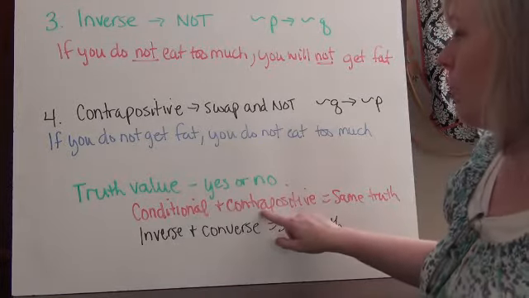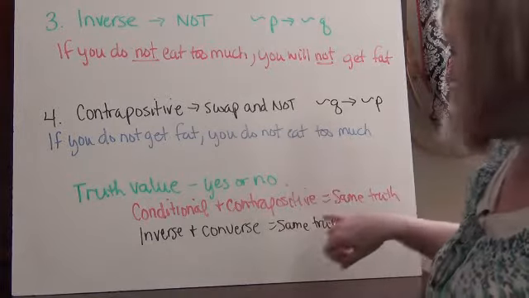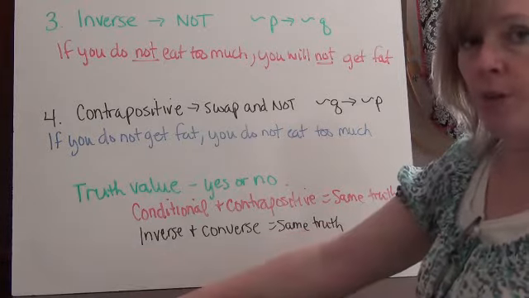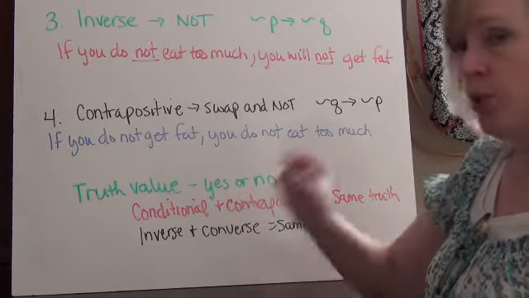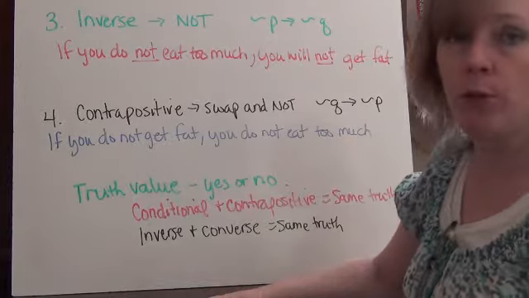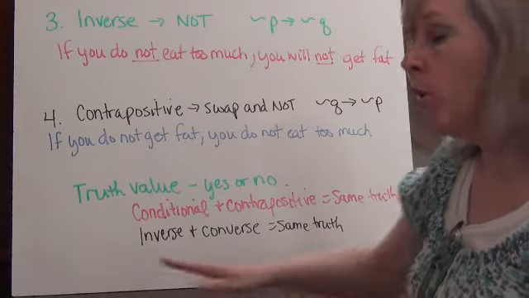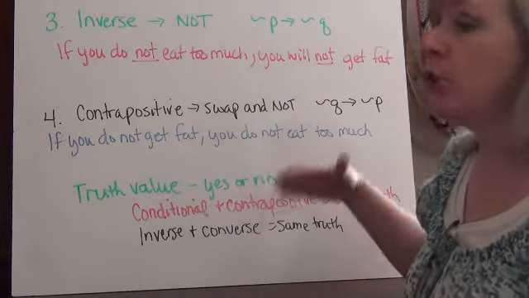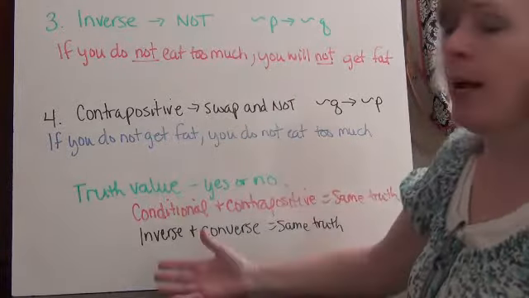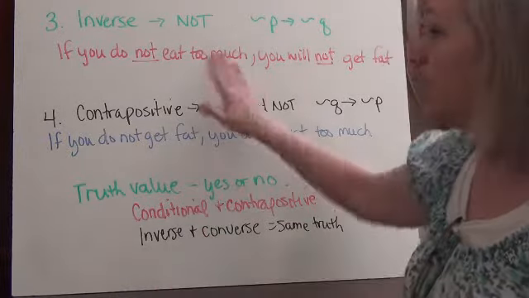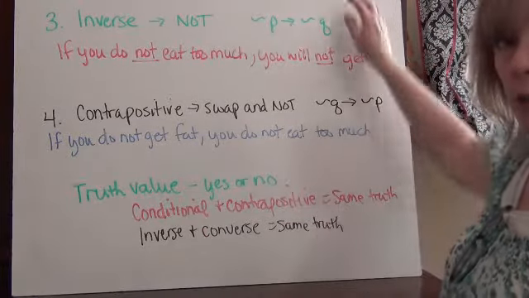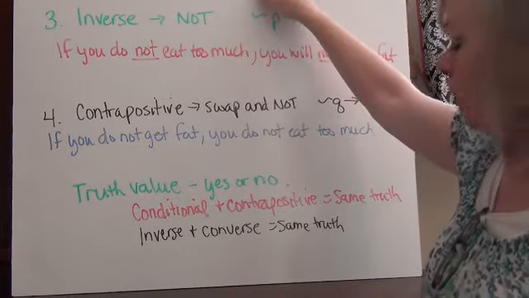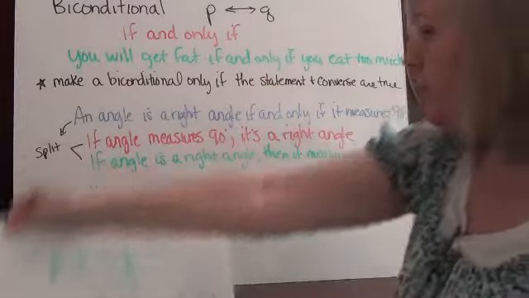Now, the conditional and the contrapositive, the first one and the last one, will have the same truth value, whatever that is. They'll either both be true or they'll both be false. And the inverse and converse, the two in the middle, will always have the same truth value. They'll either both be true or they'll both be false. Sometimes all four of them are true because you have a conditional that happens to just be true in every form. But sometimes only the two pairs will be true. Okay, so make sure you have that in your notes, that you understand what a truth value is and which forms have the same truth value.